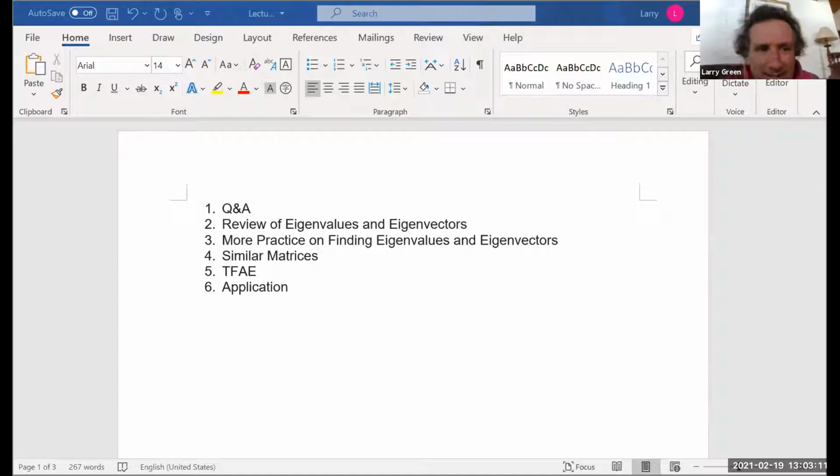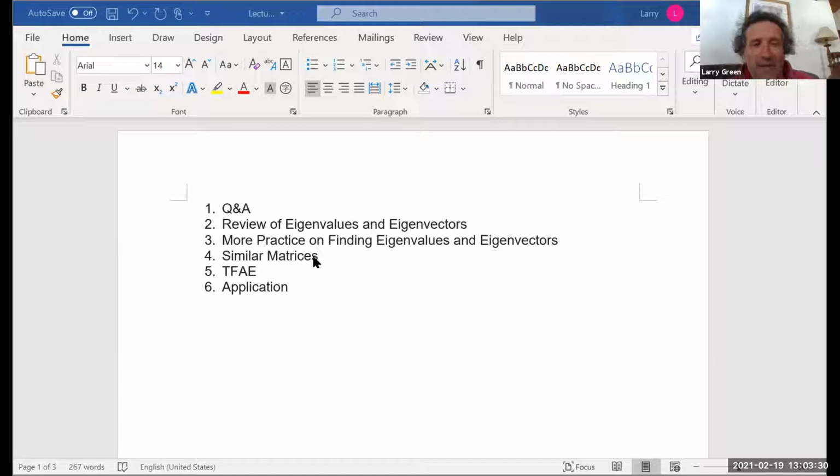And then after that, we'll practice some more, because eigenvalues and eigenvectors are so important. It's really important we get these down and you know how to find them, you understand what they do, what they're all about, and we're going to be using them a lot, and you'll use them after this class.